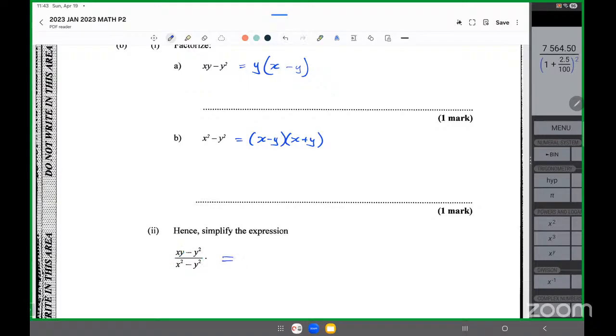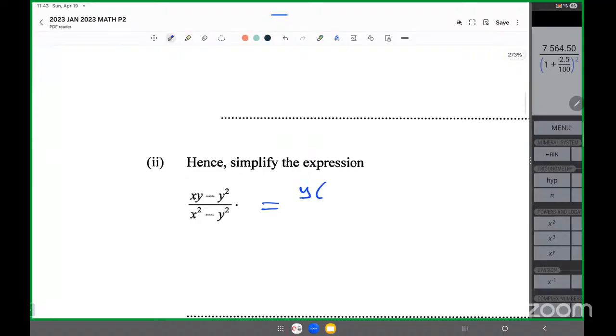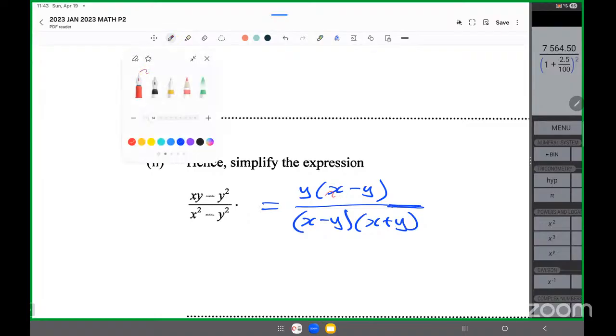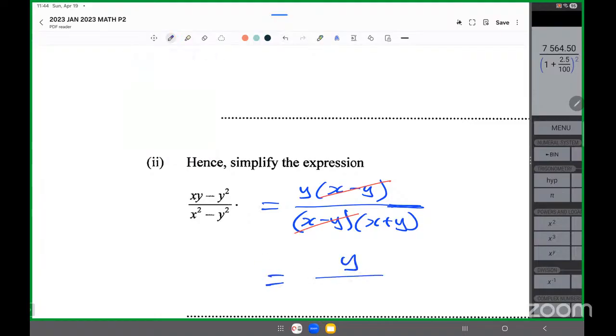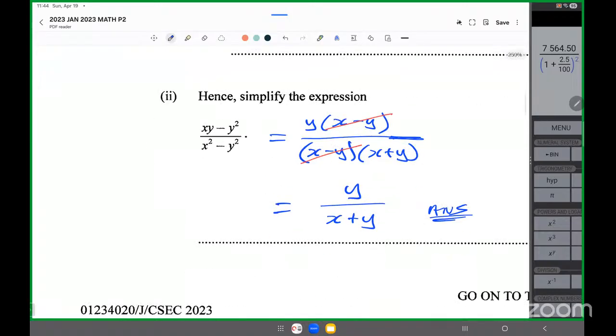So the numerator becomes y times x minus y. That's what we did when we factorized this initially. The denominator becomes x minus y times x plus y. And then what happens is that this x minus y cancels this x minus y, and you're left with y over x plus y. That's the answer. Y over x plus y. Nice and easy. Right? Next question.